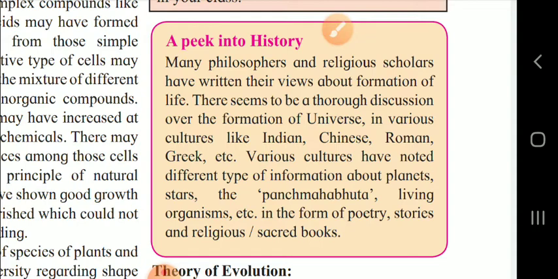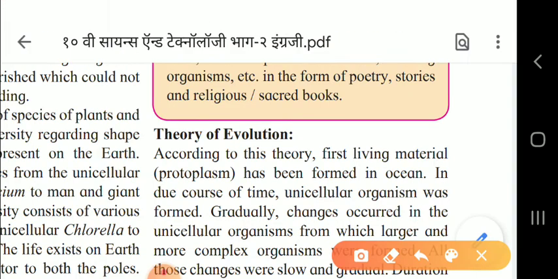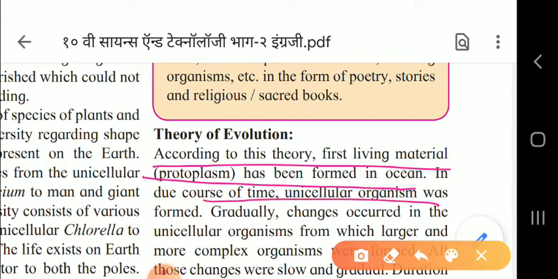Now we'll see the theory of evolution. According to this theory, first living material, that is protoplasm, was formed. Already you know protoplasm. I had taught you that in the cell, the liquid substance present inside the nucleus is called nucleoplasm, outside the nucleus is called cytoplasm, and cytoplasm plus nucleoplasm together is called protoplasm. So in the course of time, the unicellular organisms were formed.